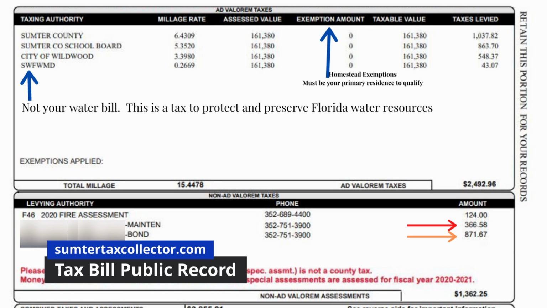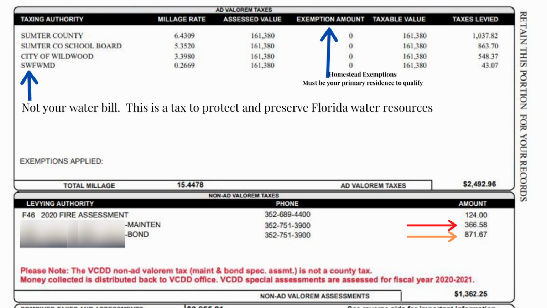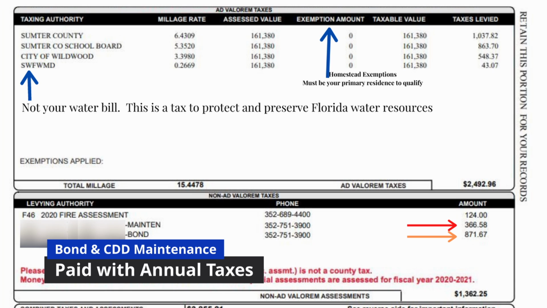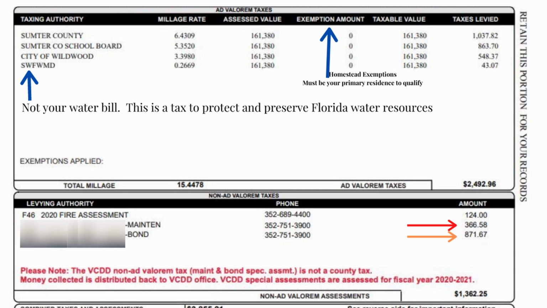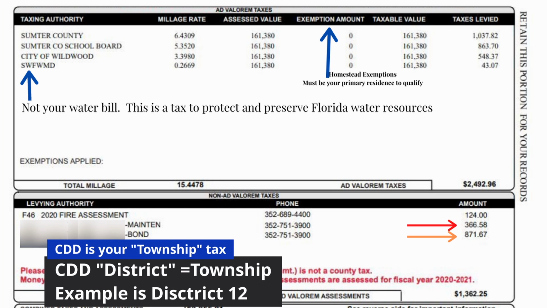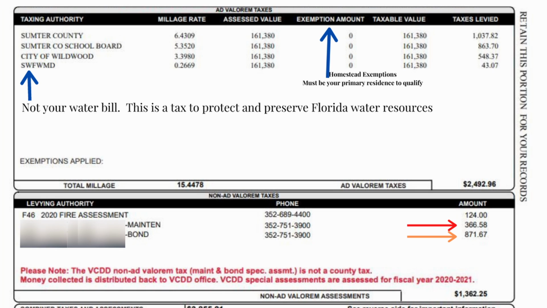Larger than life, here is a sample tax bill. This also is public record, so I just snipped this one. It is south of 44. And what I want to bring up here is down here by the arrow, this is your bond annual payment for your taxes, $871.66 on this home. The maintenance, which we will talk about next, that's your CDD fee, $366.58. Fire assessment, this is for the fire department. Everyone pays that. I have seen them a little higher up north, and I forget which district it is, excuse me. But typically it's $124.